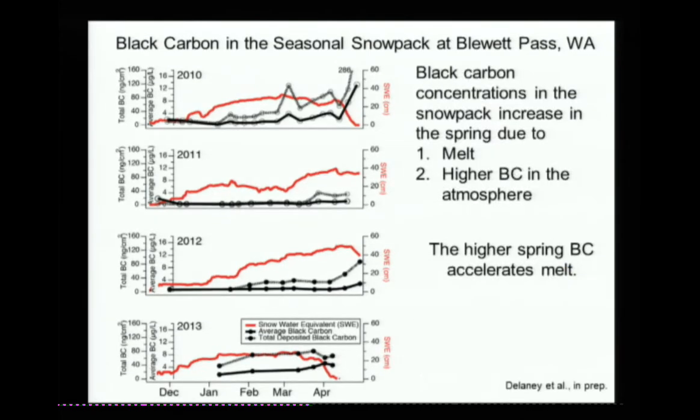There's another cause for this, which is not only do we have higher black carbon concentrations in the atmosphere, but we've also been able to document that as the snowpack melts, the black carbon tends to get trapped in the snowpack and concentrations increase. Black carbon is really dark and absorptive, so it reduces the albedo of the snowpack, allowing more energy to be absorbed and contributing to greater melt.